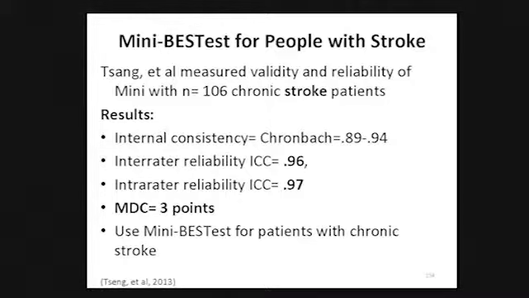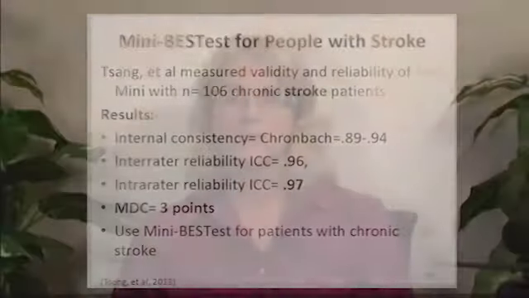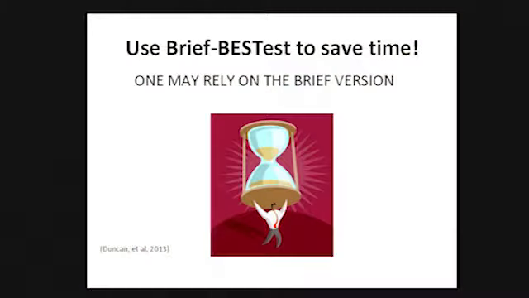They did 4 points better on the test. Well, you showed a minimal detectable change. You showed progress. So if someone's arguing with you on insurance and they're denying your payment, this is your ammunition. So use the Brief BESTest to save time.